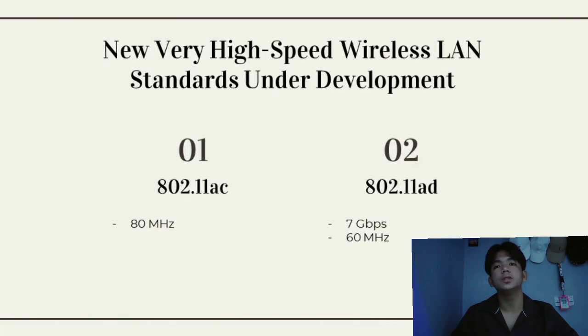For the last part of my report, here are the new very high-speed wireless LAN standards under development. First, we have 802.11ac. 802.11ac is currently under development. It is designed around the technologies used by 802.11n and expands transmission capabilities to use the 80 MHz channel for even wider bandwidth.